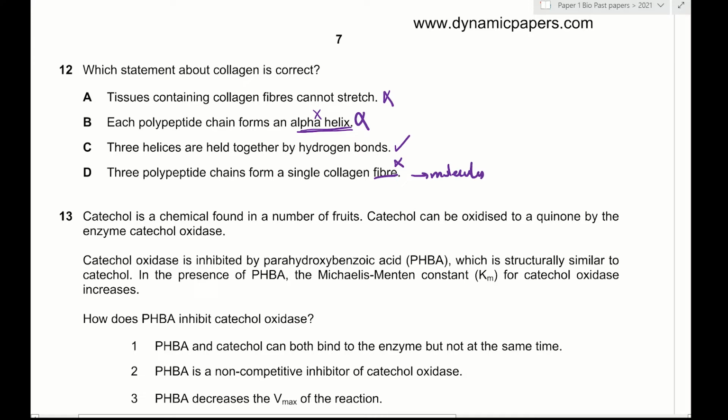Several of these collagen molecules bind parallel to each other, form the fiber. But in this case, fiber is incorrect. So the answer is going to be C.